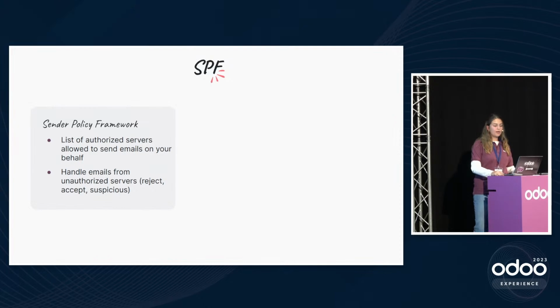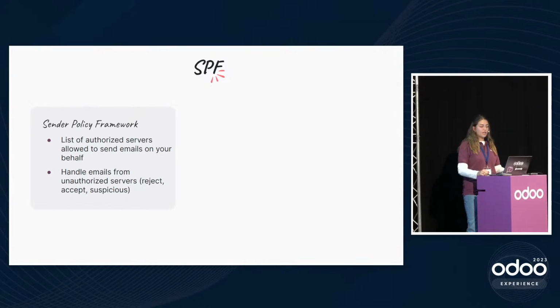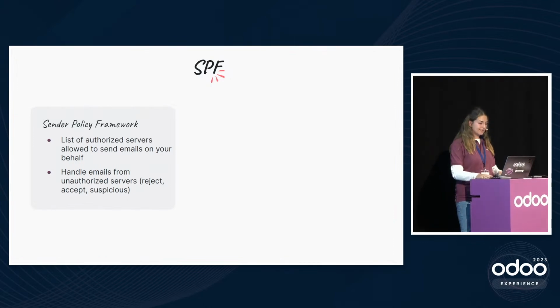So let's start with my first DNS record, the SPF, the Sender Policy Framework. It is designed to verify that the sender is authorized to send messages on behalf of the configured domain. When an email is received, the recipient's mail server checks the SPF record of the sender's domain. It will ensure that the sender server is an authorized server.